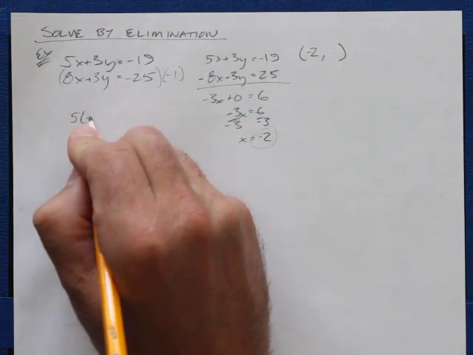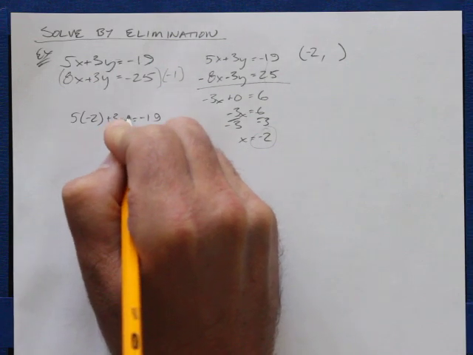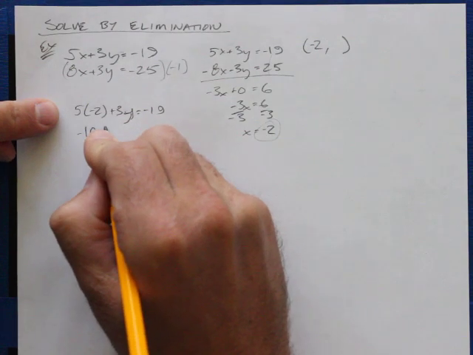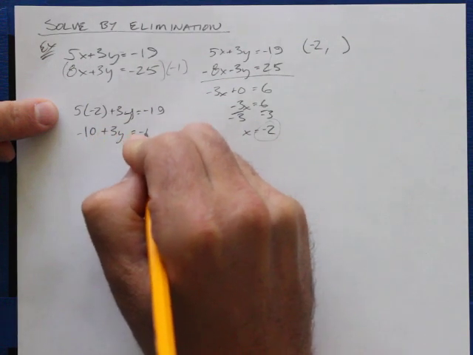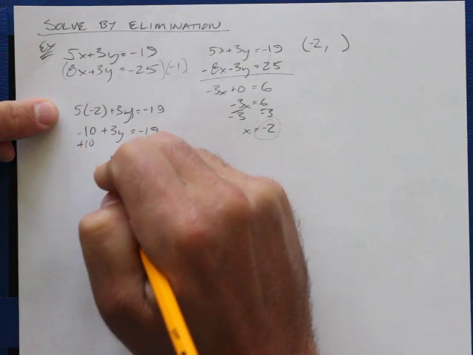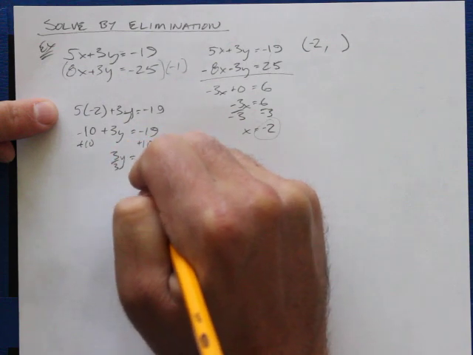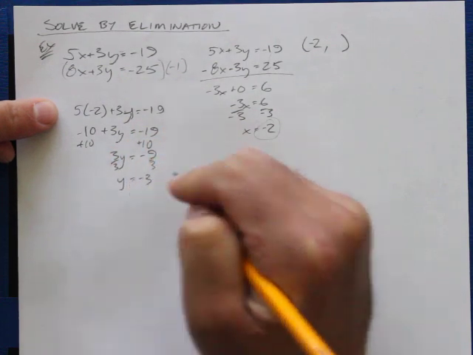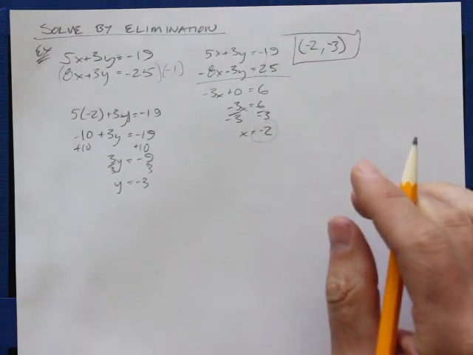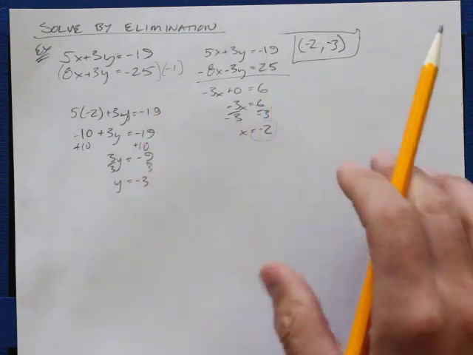So 5 times negative 2 plus 3y equals negative 19. 5 times negative 2 is negative 10, plus 3y equals negative 19. Add 10 to each side. 3y equals negative 9. Divide by 3. Y equals negative 3. Negative 2, negative 3 is the point at which these two lines intersect.